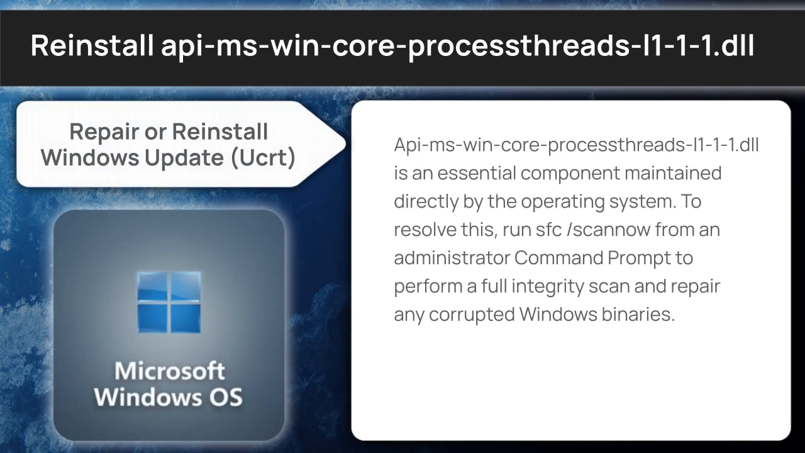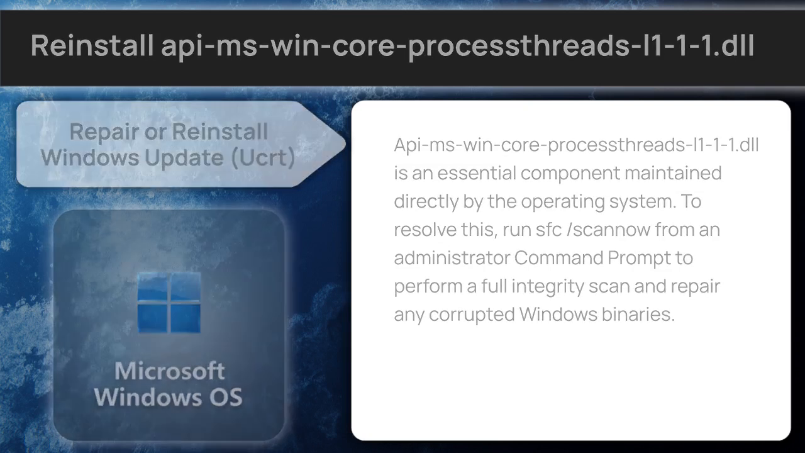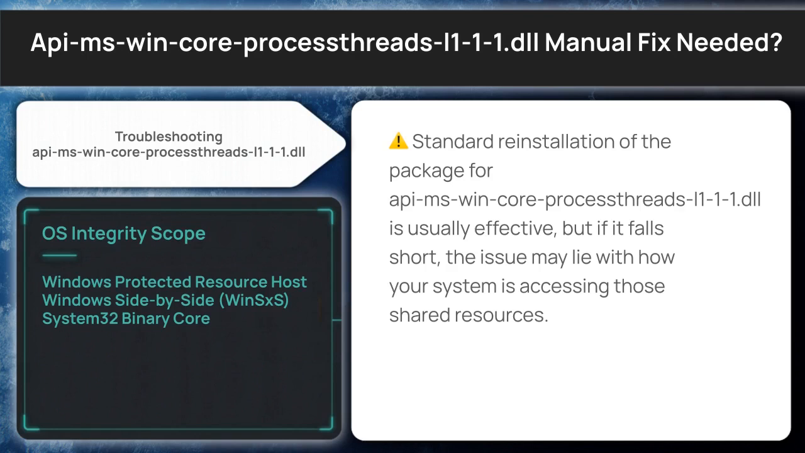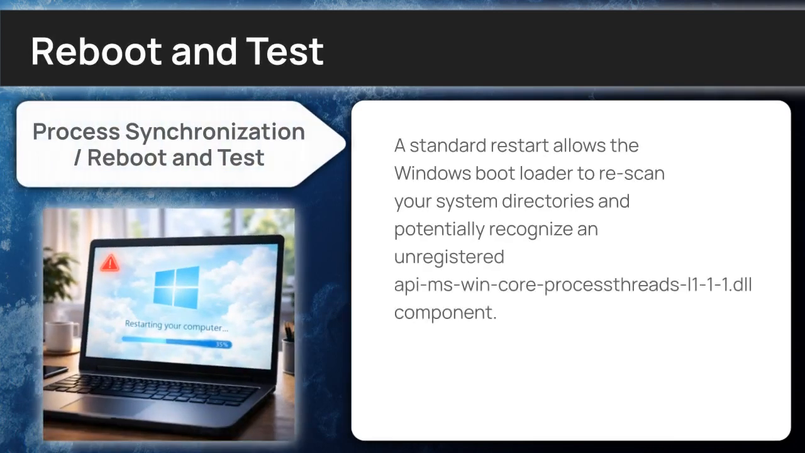To resolve this, run sfc /scannow from an administrator command prompt to perform a full integrity scan and repair any corrupted Windows binaries. Should the file remain missing after a reinstall, we need to ensure that the operating system is forced to re-index its shared library paths. A simple restart can resolve file-in-use errors that mimic a missing Windows core process threads message. It's a low-effort step that ensures your operating system starts with a clean execution stack.